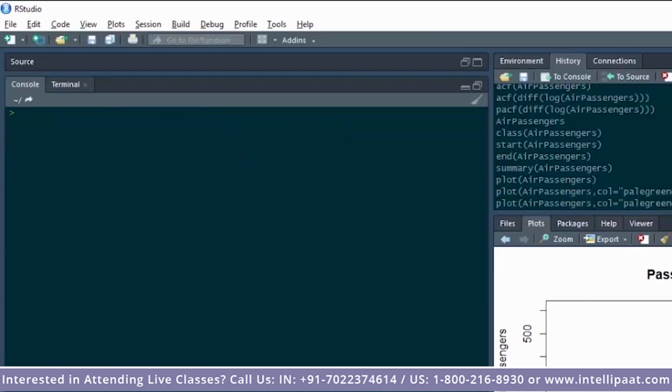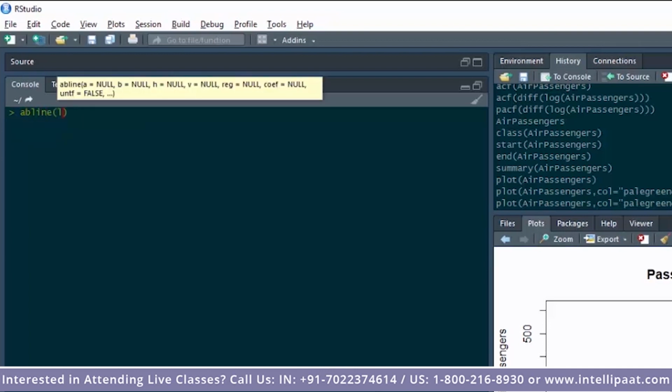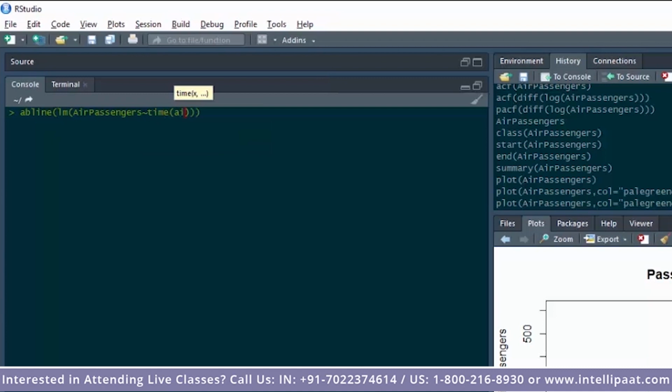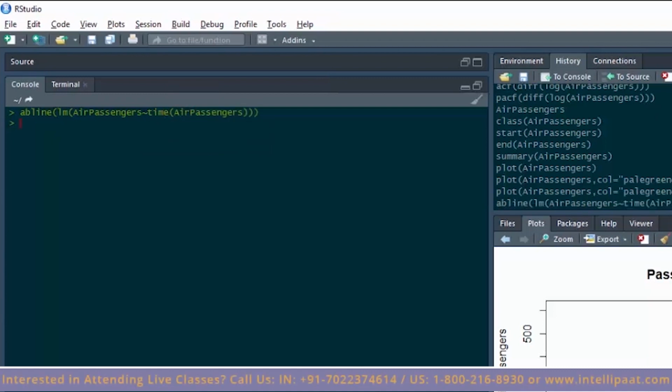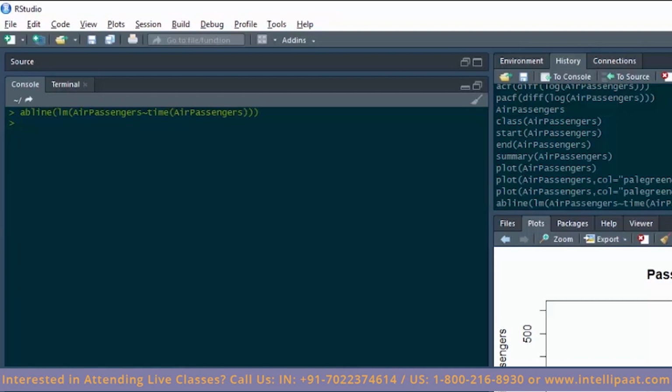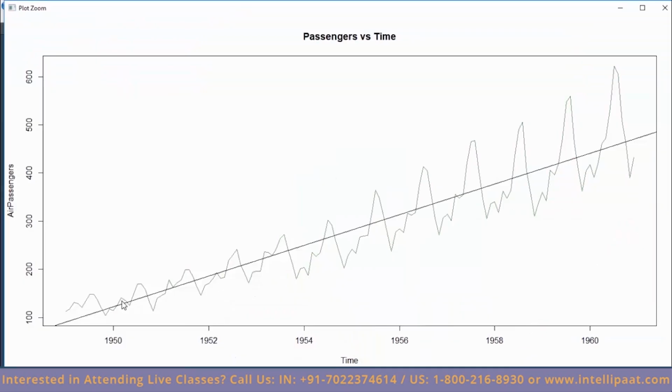Okay. Now what I'll do is I'll also add a linear line on top of this plot. So abline of, I'll use the lm function and the dependent variable would be air passengers and the independent variable would be time of air passengers. So we have also mapped a linear line on top of this. This linear line is nothing but the mean, guys. So the inference which you can draw from this is as the time increases, the mean also increases. Or in other words, the mean is a function of the time variable.